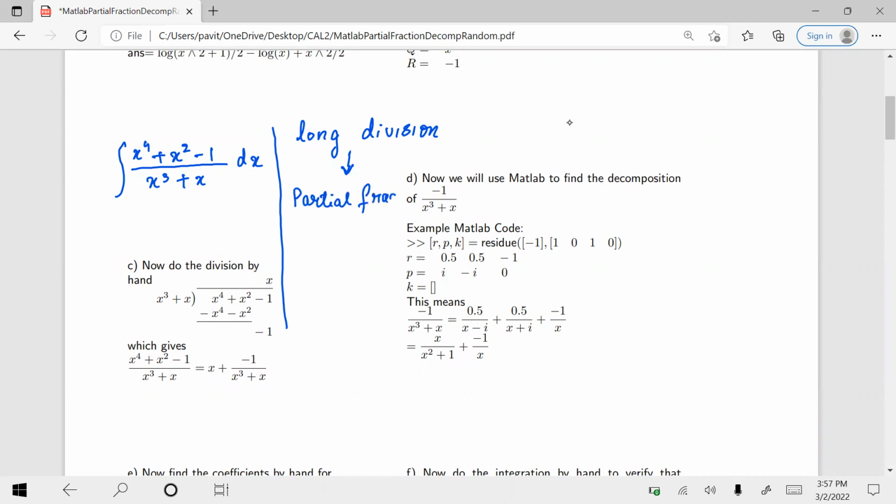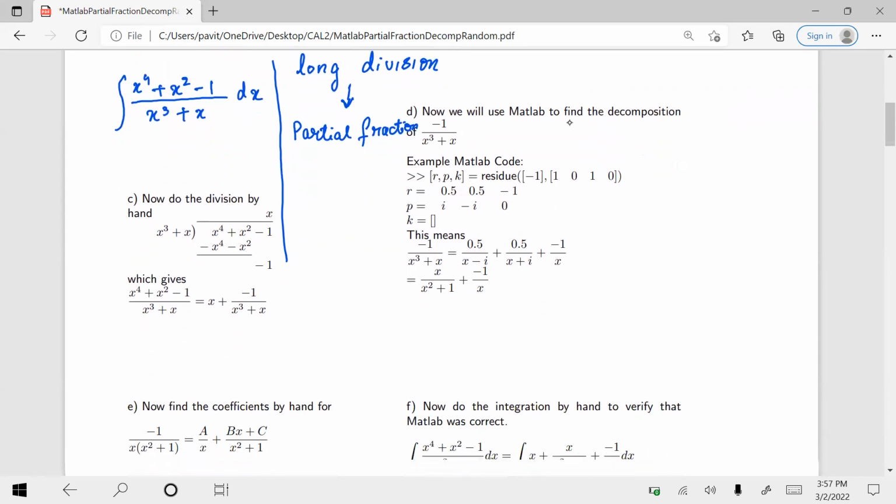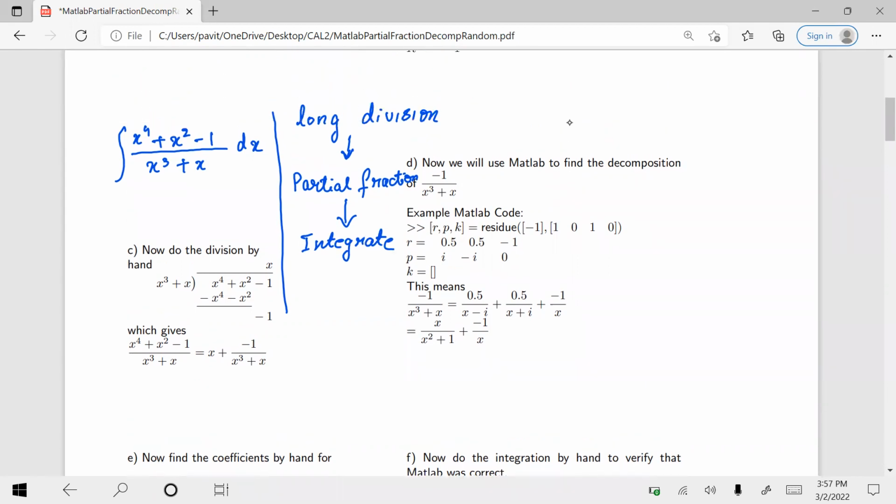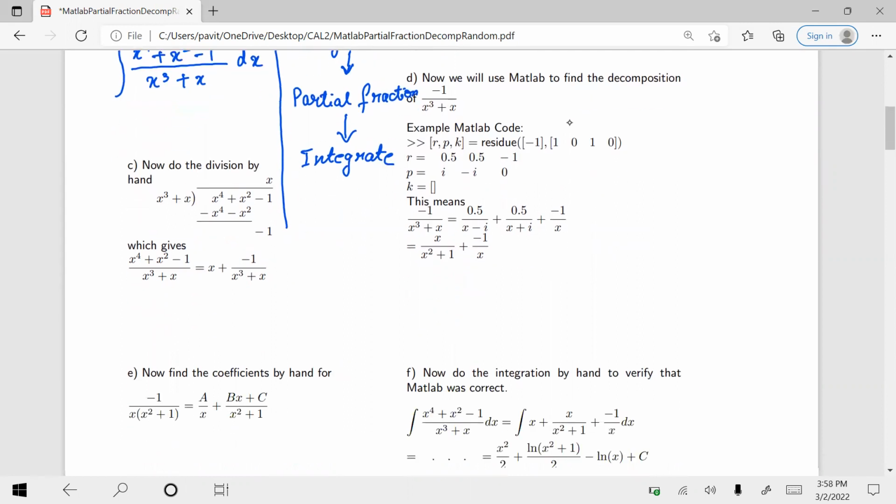Okay, so we will use only the term which has a fraction, and then we will try to decompose it. Decompose means just simplifying the hard functions. Now after applying partial fractions, we will integrate the whole function. So these are the 3 steps involved in the partial fraction decomposition method. Okay, fine.